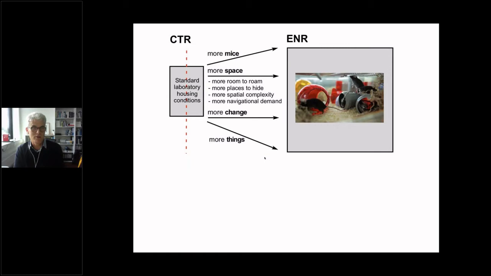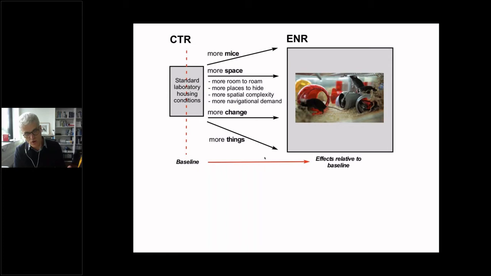It shouldn't be bad, but it's not as nice as in the enrichment, as you see on the other side. So there are more mice in there, there's more space, more change, and more stuff. So more things to interact with. And this is then, in this classical analysis, considered a change over some baseline. So that's important. It's a model that looks at relative change. And so the non-stimulated control is considered a baseline.